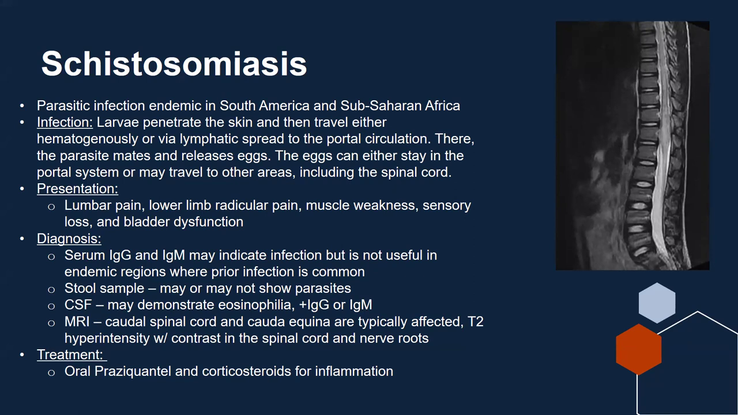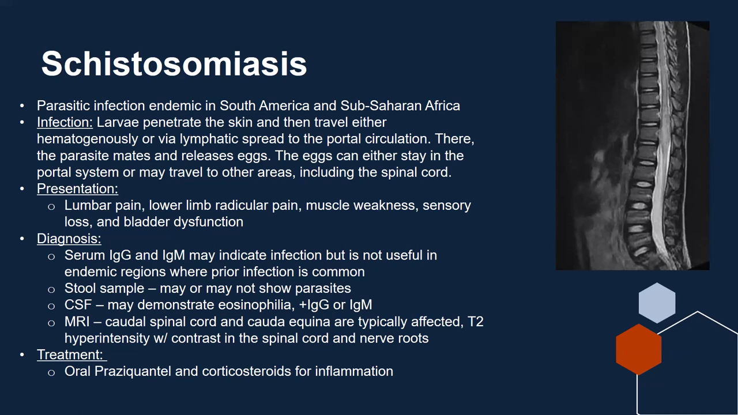For diagnostic testing, serum IgG and IgM may indicate that there is an infection, but this is not useful in endemic regions where prior infections are very common. So again, CSF IgG and IgM are useful because they indicate that there is some intrathecal synthesis of antibodies. You can also check the stool sample for parasites, but they may or may not be present. And it's not very useful for people that have a low burden of disease because the parasite just may not be present. CSF testing will typically show a degree of eosinophilia, but this is not always present.